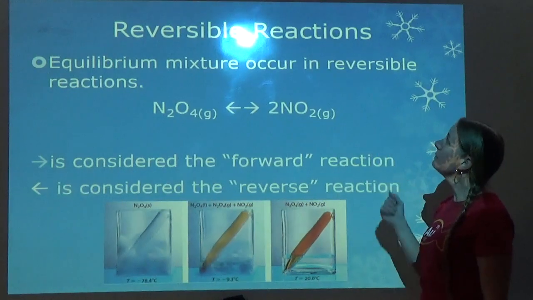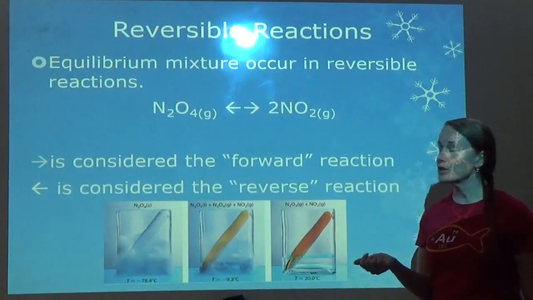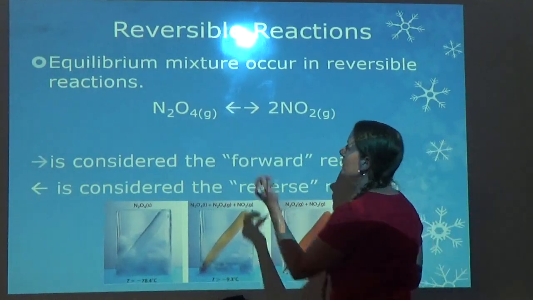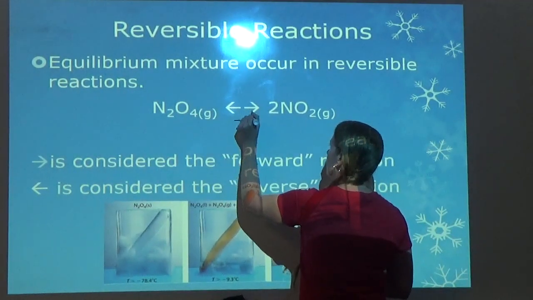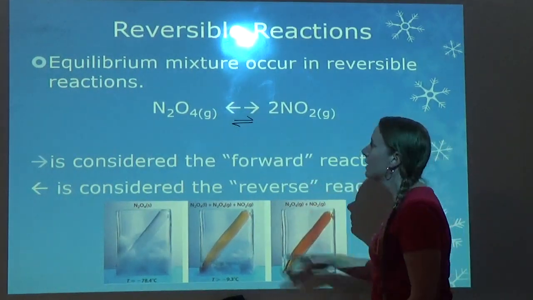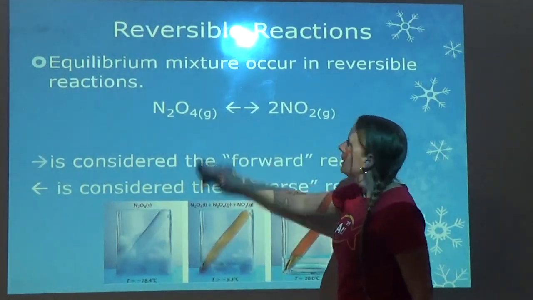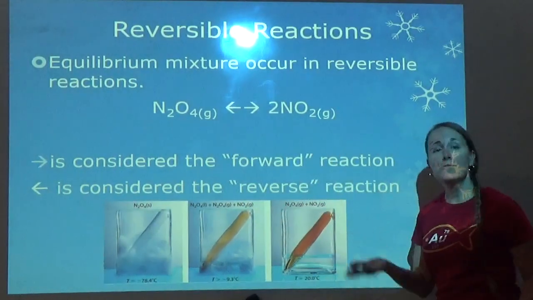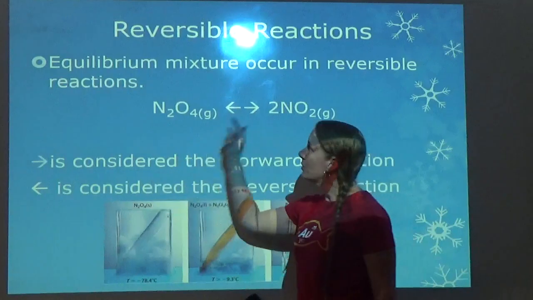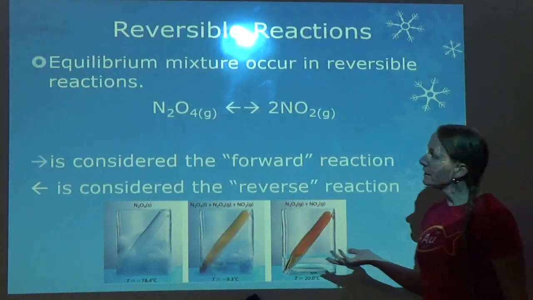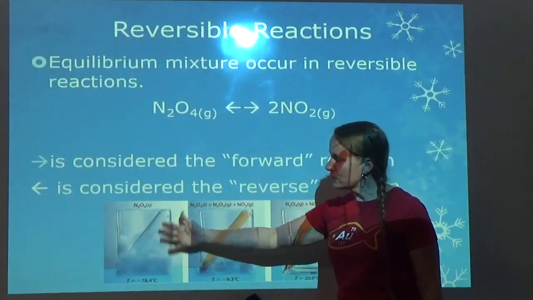So equilibrium mixtures occur in reversible reactions. Like I said, you'll see the double-sided arrow. Most of the time what it'll look like is actually this. It's just easier for me to type the 2 arrows like that, but this is what it normally looks like. The arrow pointing to the right is considered the forward reaction, and the arrow pointing to the left is considered the reverse reaction.